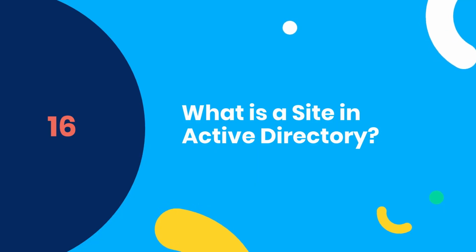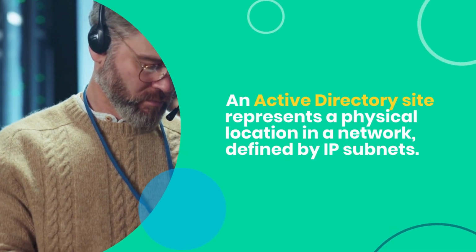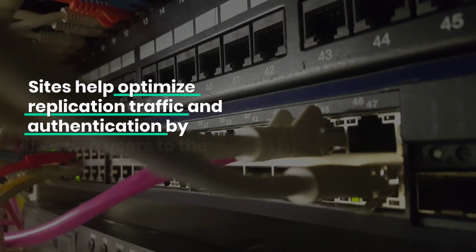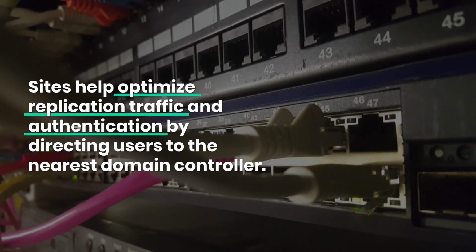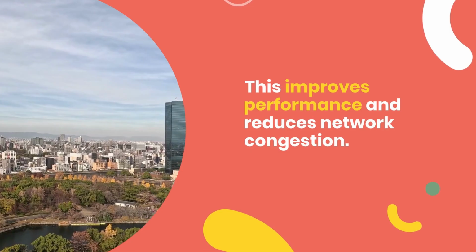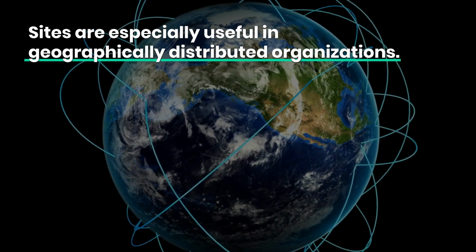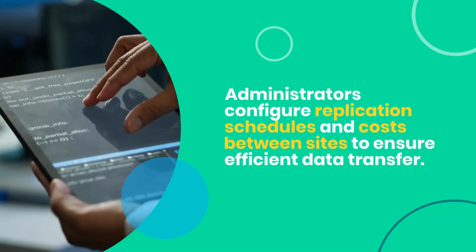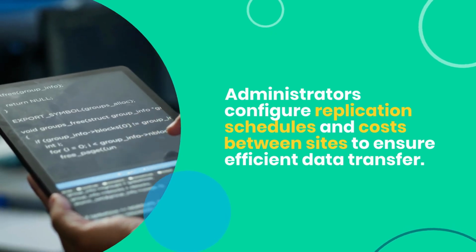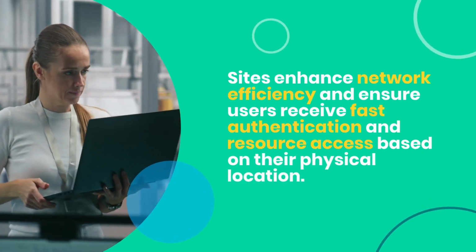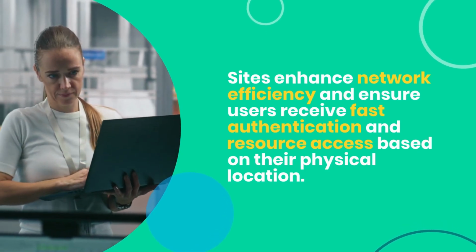16. What is a site in Active Directory? An Active Directory site represents a physical location in a network defined by IP subnets. Sites help optimize replication traffic and authentication by directing users to the nearest domain controller. This improves performance and reduces network congestion. Sites are especially useful in geographically distributed organizations. Administrators configure replication schedules and costs between sites to ensure efficient data transfer. Sites enhance network efficiency and ensure users receive fast authentication and resource access based on their physical location.